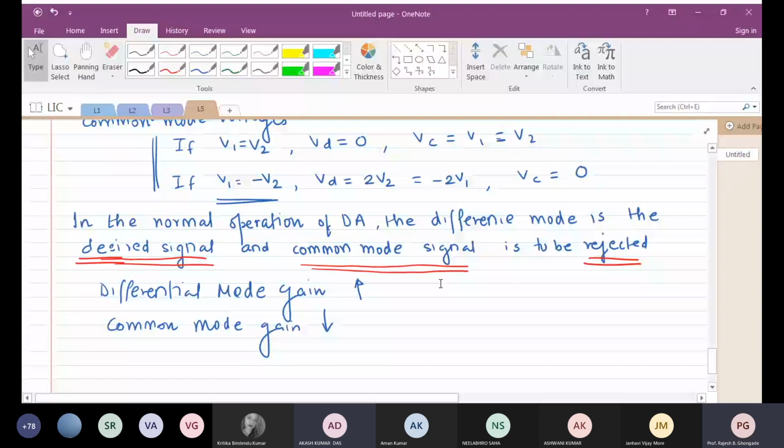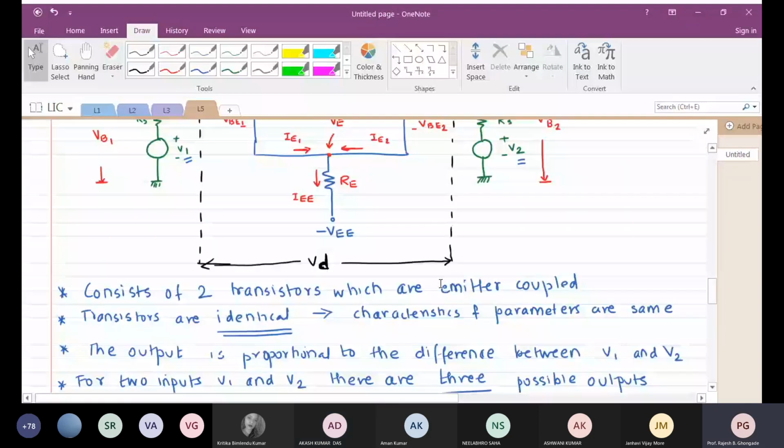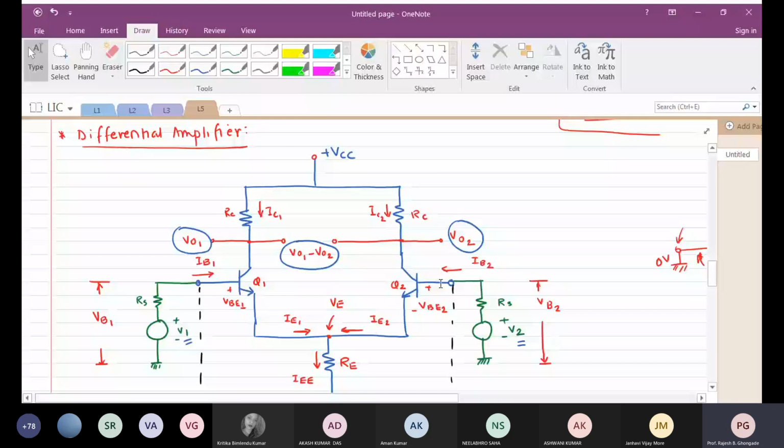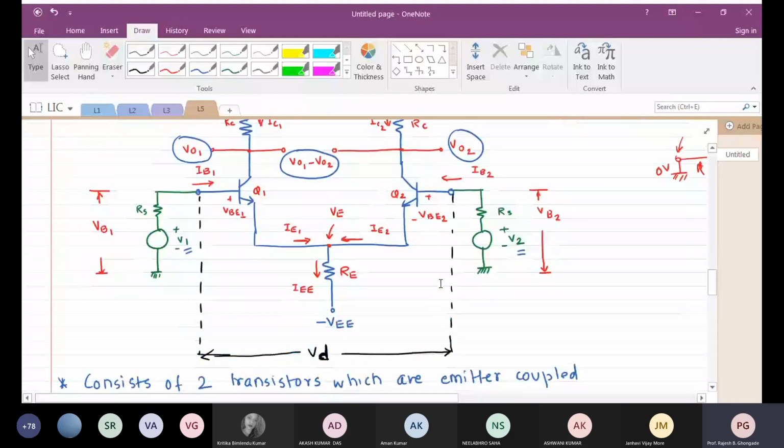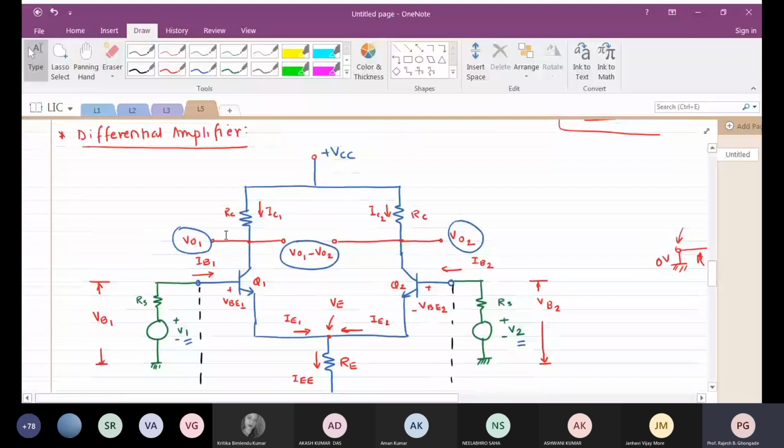We'll see in more detail why. But the thing is that we want to amplify whatever is the difference between these two. The name of the amplifier itself is differential amplifier. So whatever is the difference between these two input signals, that only has to be amplified. Whatever is the common mode or common signal should be rejected or attenuated.